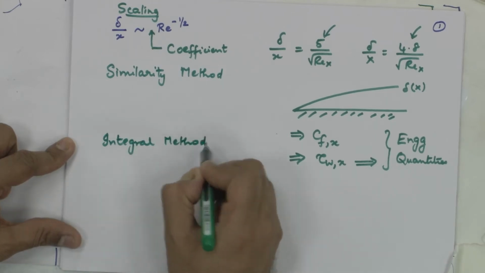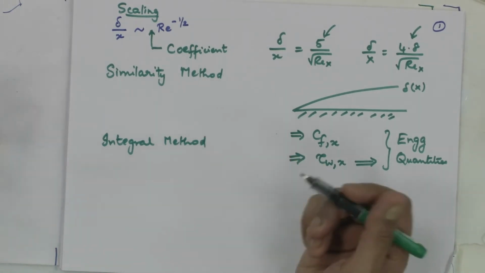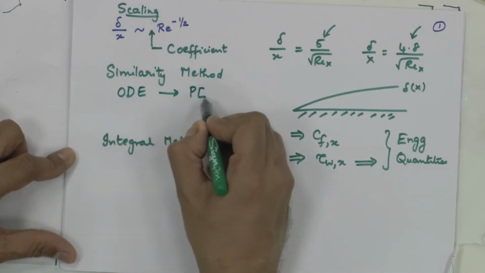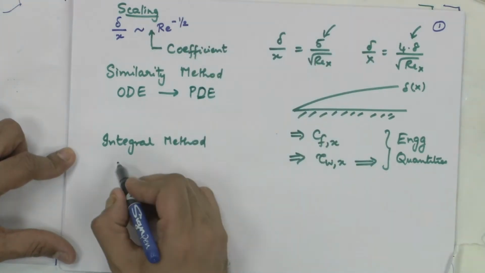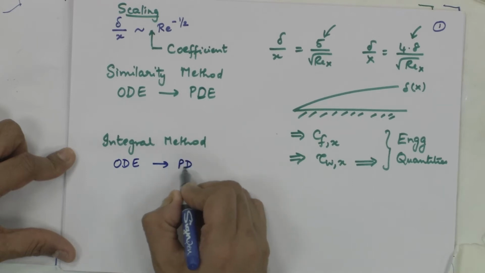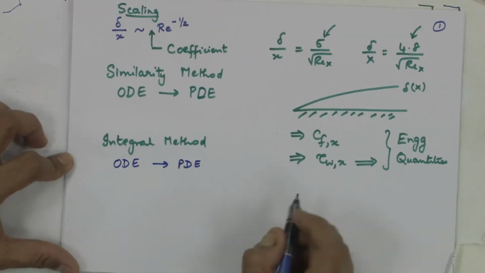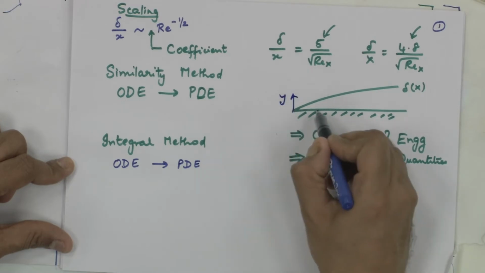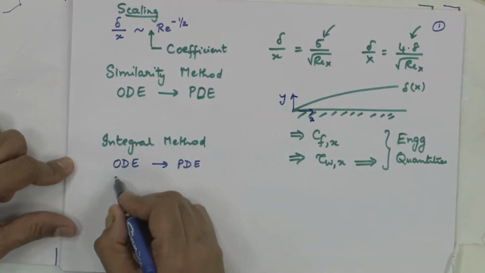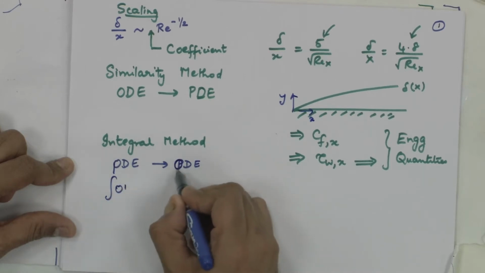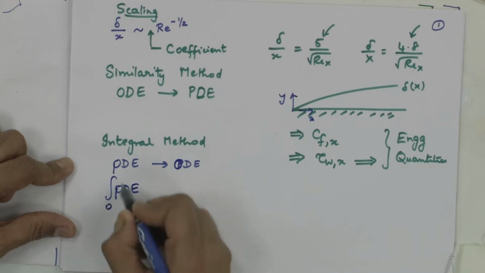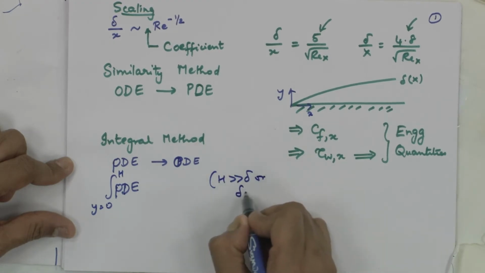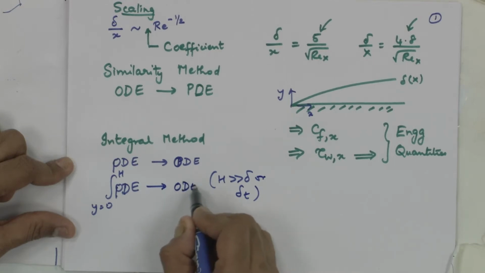Similarity method actually is a little bit more difficult in terms of the solution procedure, because you are going to convert the set of PDEs to ordinary differential equations. Even the integral method does the same thing, but there is a distinct advantage and ease of handling things. Integral method basically integrates everything over a domain, where this is y, and this is x. There is integration carried out of the PDE to ODE. Integration of the PDE over y equal to 0 to some y equal to h, much greater than delta or delta t, and then you convert this to an ordinary differential equation.